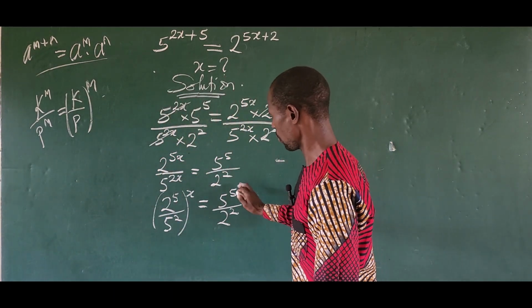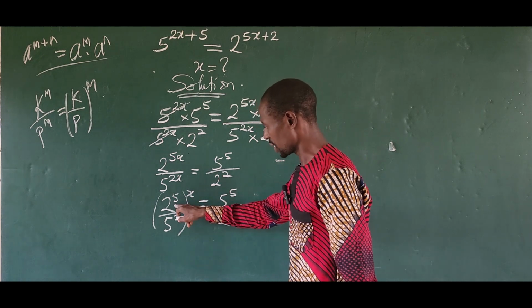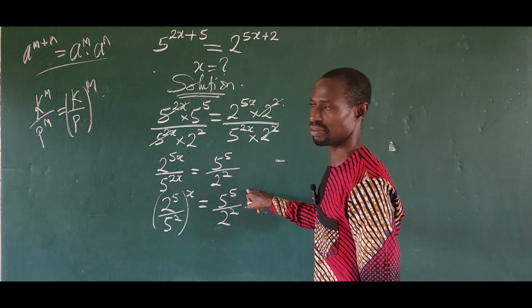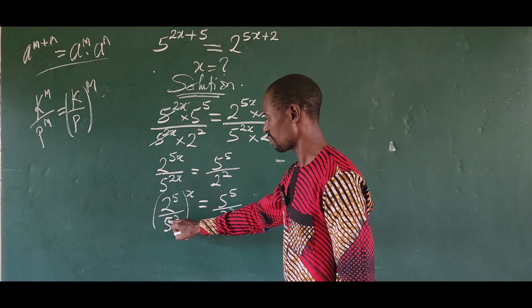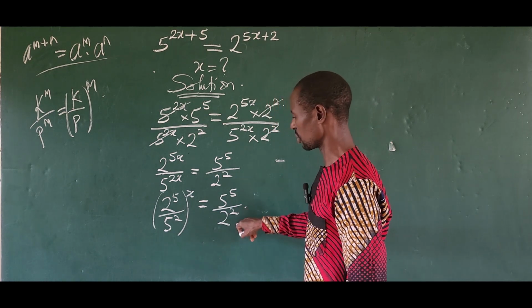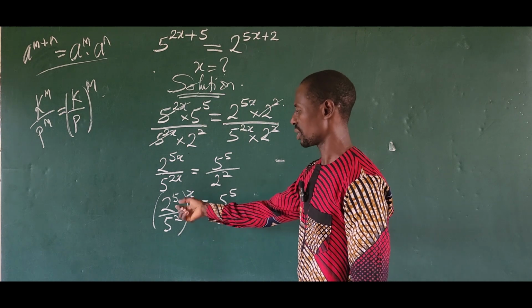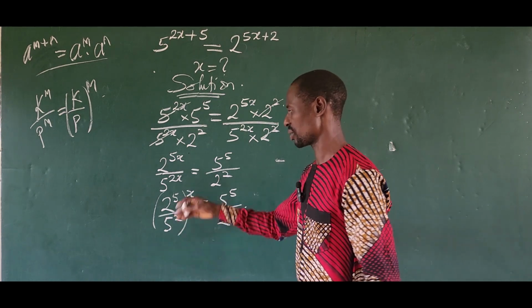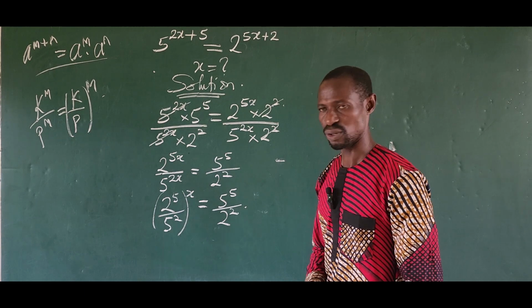All right, so with this, if you check this, this is 2 to the power of 5. Here we have 5 to the power of 5. Here we have 5 to the power of 2, and here we have 2 to the power of 2. So there is no similarity between this and this. And so what we do here is just to ln both sides of the equation.